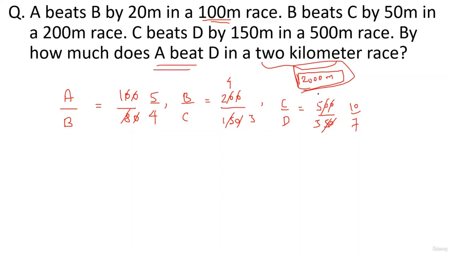For this we will need the ratio of the speeds of A and D, guys. Okay. For that, what we'll do is we'll multiply these three equations. A by B is equal to 5/4. B by C is equal to 4/3. C by D is equal to 10/7.